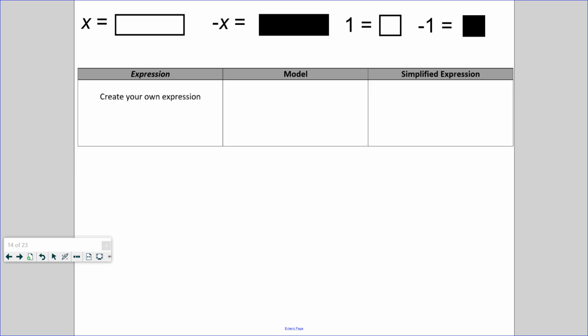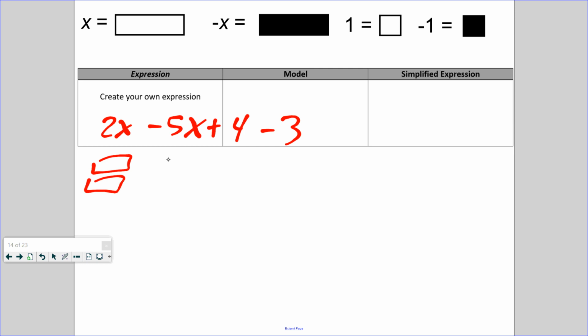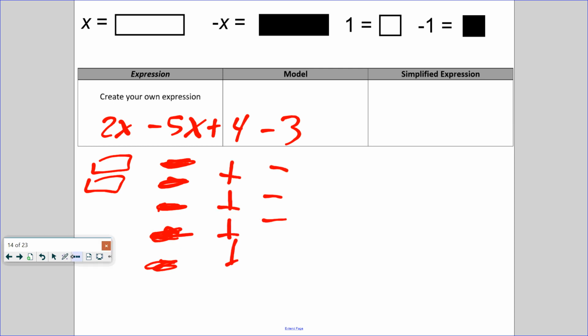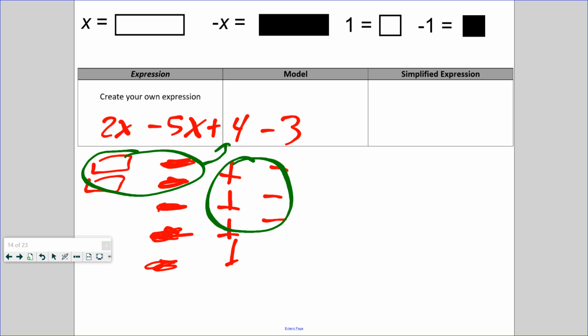And now create your own expression. What about if I created one? Let's do 2x minus 5x plus 4 minus 3. So 2x's, minus 5x, plus 4, minus 3. Let's take out a different pen color and circle any 0 pairs. These make 0 pairs, these make 0 pairs, and they all go away.